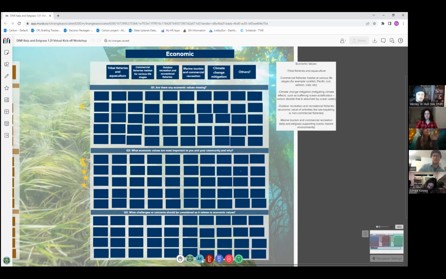You are all in the breakout room for economic values. What we mean by that is not necessarily what is the dollar amount pinned to kelp and eelgrass, but rather what are the services that kelp and eelgrass provide that we humans directly use that also contribute to our local economies. An example could be marine tourism, or the habitat kelp and eelgrass provide for commercial fisheries like Dungeness crab. With that, I'm going to pass it back to Annie to begin the discussion.